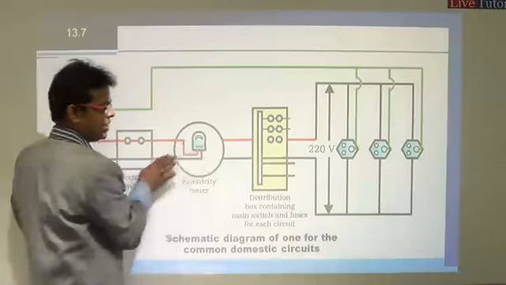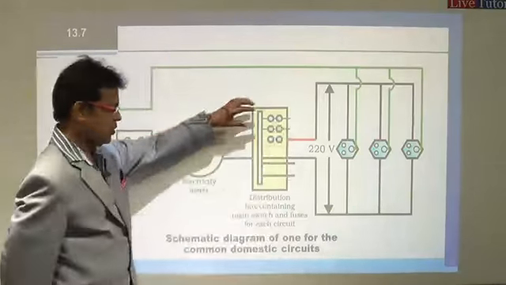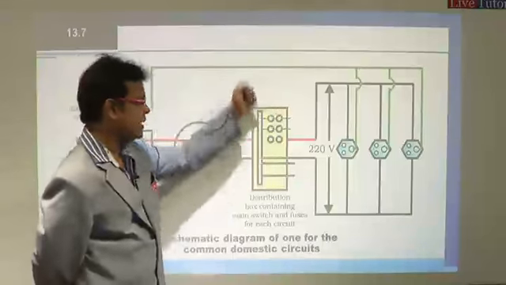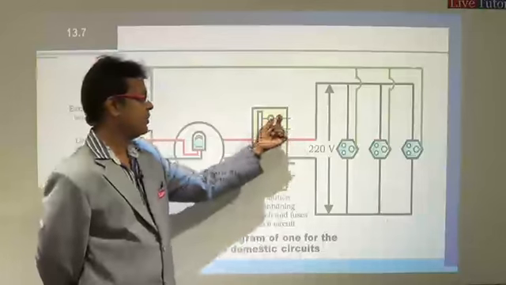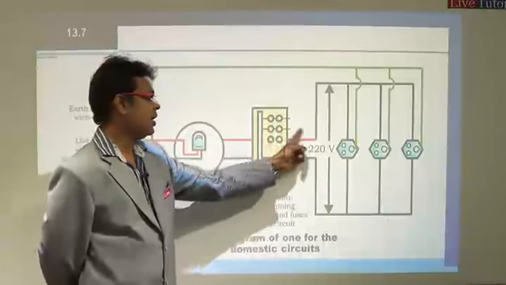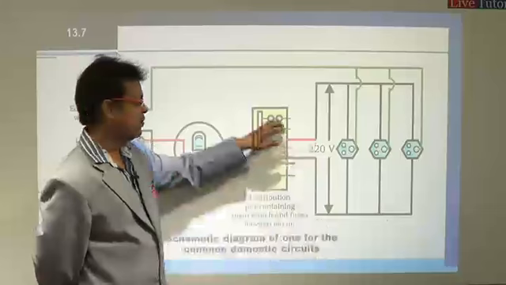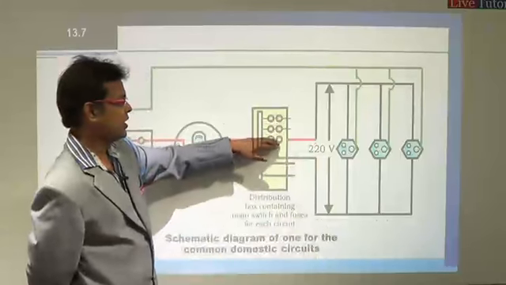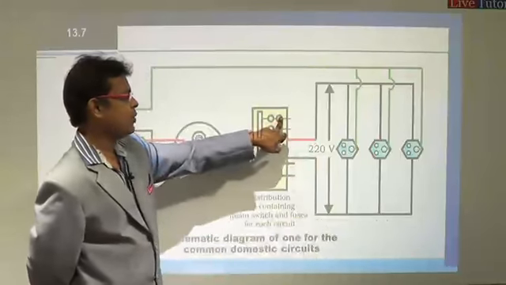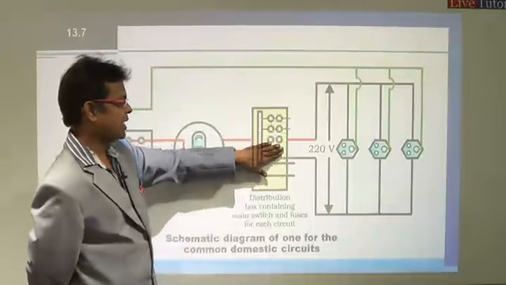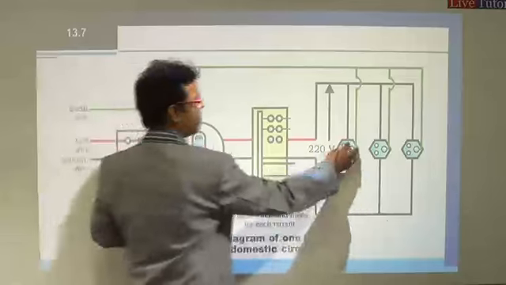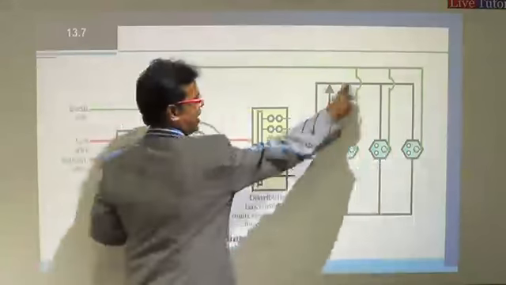Now from the electricity meter, we will have the distribution box containing a main switch. The switchboard is there, and fuses for every connection. We will have different lines for different rooms. So for everything, we will have a fuse. If there is any damage, the fuse will get broken, so that the current flow will be stopped. For that we are using the fuse here. And from that, we will have different appliances connected to each line.